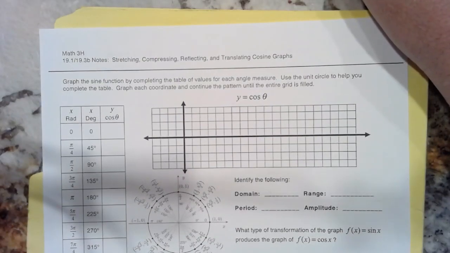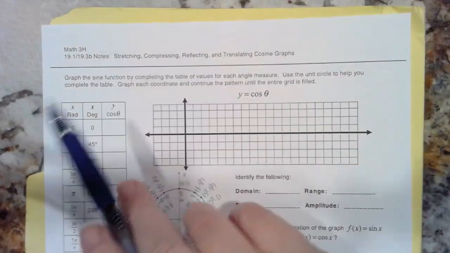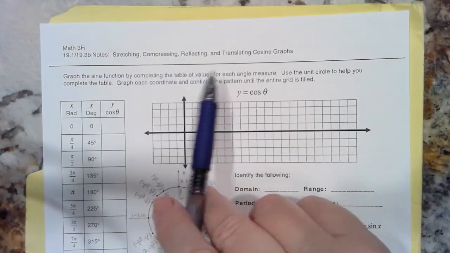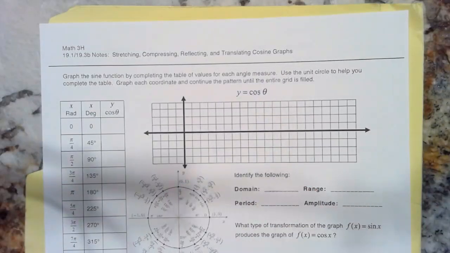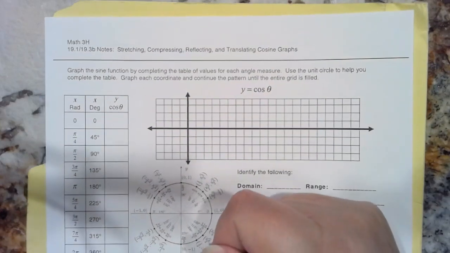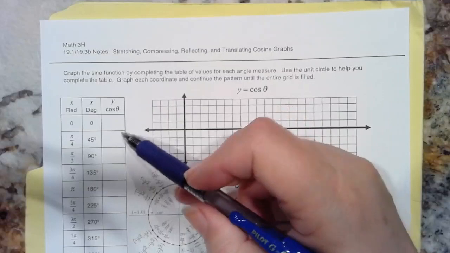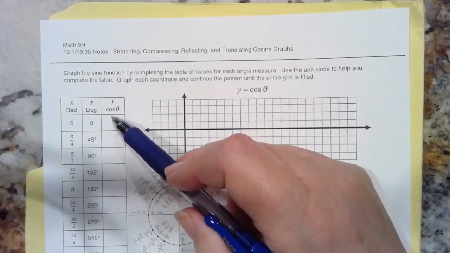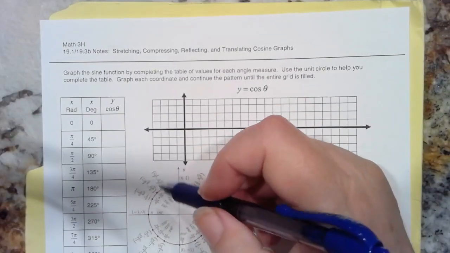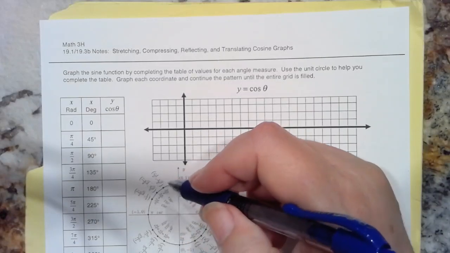Hello. Today we are going to study the cosine, and so it's going to be stretching, compressing, reflecting, and translating cosine graphs. Again, we're going to start with the unit circle and with labeling our coordinates. So in this case, we are labeling the cosine.